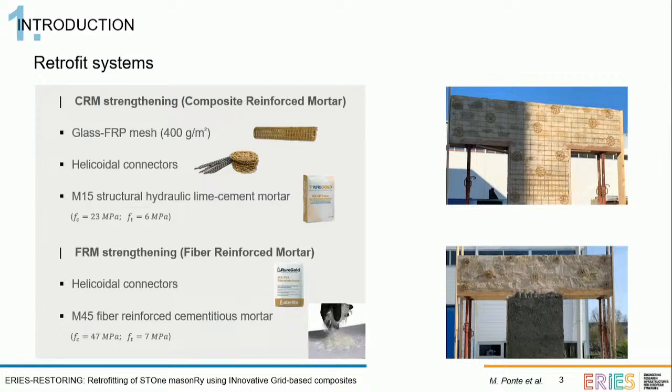For that, we are studying the application of retrofit systems. The CRM strengthening, composite reinforced mortar, is composed of a glass FRP mesh, in our case with helicoidal connectors, and a structural hydraulic lime cement mortar. The other strengthening technique that we studied is the FRM, fiber reinforced mortar, which is faster to apply on site because it does not require the use of the mesh. It's a high-performance fiber reinforced cementitious mortar.